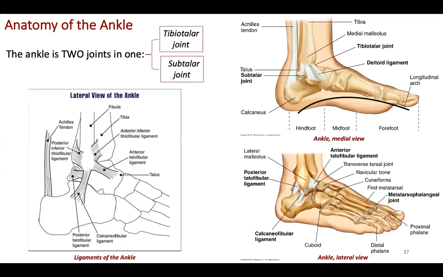But the most important thing to know regarding the ankle is the multiple ligaments that are involved in the ankle joint. And one of these ligaments, the anterior talofibular ligament, is the most commonly involved ligament in ankle sprain. What's the difference between sprain with a P, sprain, and strain with a T?